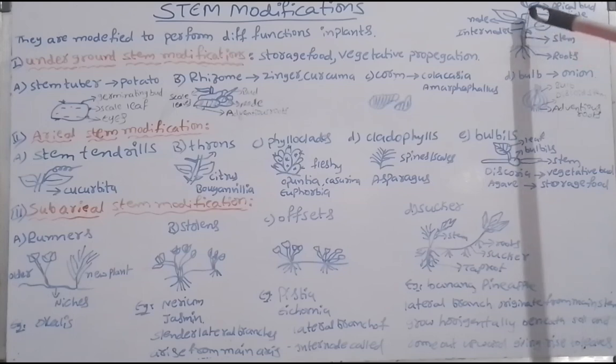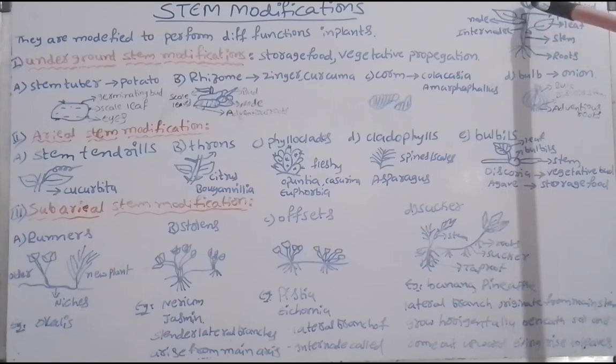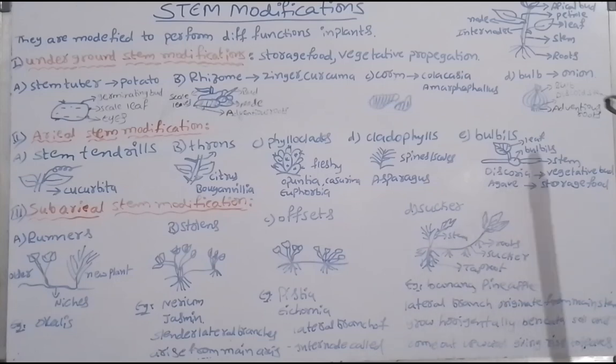The stem is the aerial part of the plant, bearing leaves, flowers, branches, fruits, etc. The stem is developed from the plumule of the embryo of a germinating seed. So the stem is developed from the plumule.